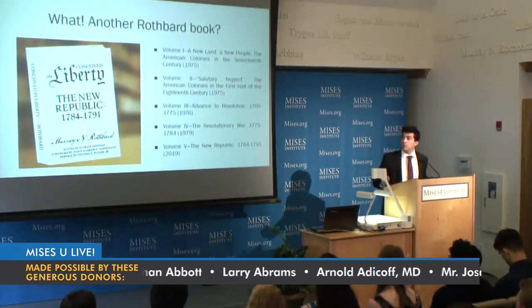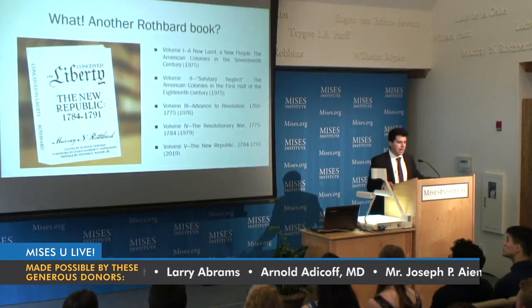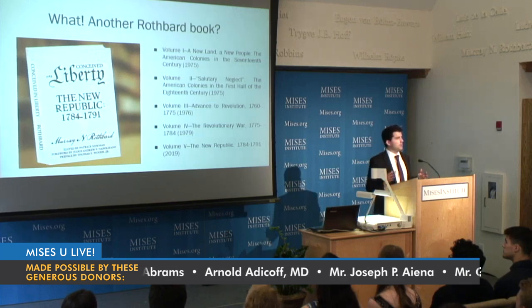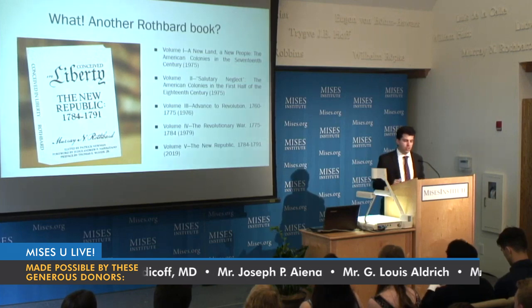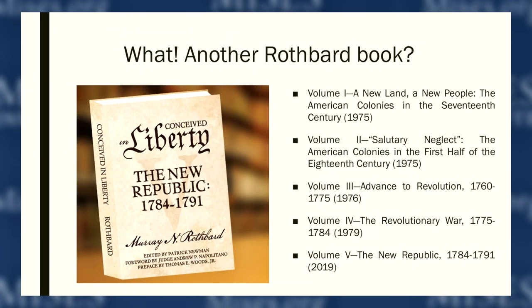So here is the Conceived in Liberty series as a whole. Volumes 1 through 4, which form the original series, came out in the 1970s around the bicentennial of the Declaration of Independence. Volumes 1 and 2 mainly discussed the history of America up to about 1750, the French and Indian War around that time period. Volumes 3 and 4 talk about the path to the Revolution and the American Revolutionary War itself. Volume 5, which we'll be discussing the most today, goes through after.